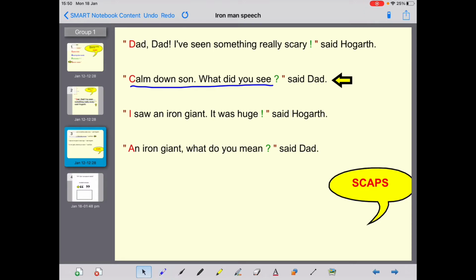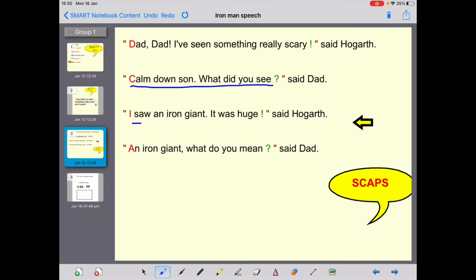Right, next. "I saw an iron giant. It was huge," said Hogarth. Shall we check? SCAPS. Speech marks. Capital letter. Actual words spoken. Punctuation, speech marks. Now, I'm going to challenge you to think, if you were underlining in blue, what words would you underline?